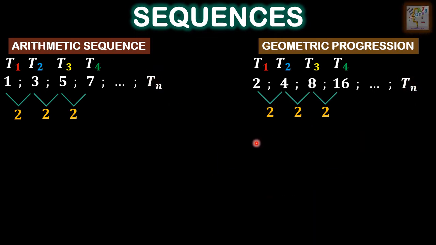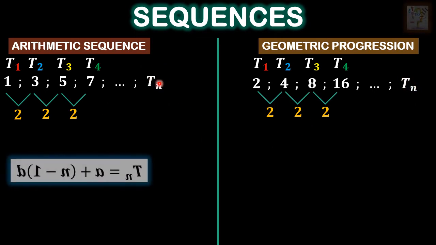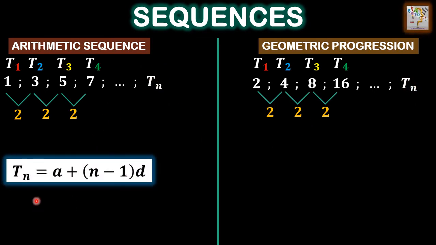Now, in arithmetic sequence, the general term is given by Tn is equal to a plus n minus 1 into d. So in every formula in mathematics, you need to know what each and every parameter or variable represents. In this case, when you say Tn, we know this is the general term, the last term, the nth term. It is given by a plus n minus 1 into d. That is how you read it.